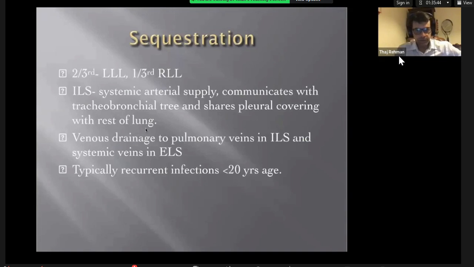All these things, theory about sequestration, you know already. You have done the 2A. I would just recap: intralobar sequestration has systemic arterial supply, communicates with the tracheobronchial tree and shares the pleural covering with the rest of the lung. Its venous drainage is into pulmonary veins, whereas extralobar sequestration has systemic arterial supply and systemic venous supply. Usually they present as infections under the age of 20 years.